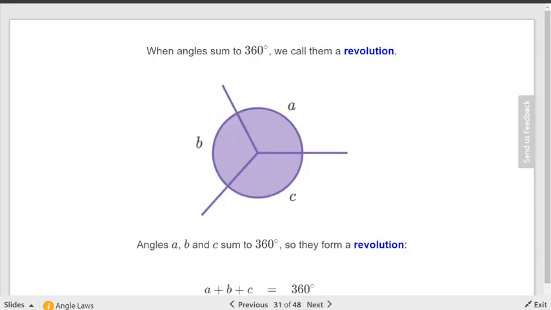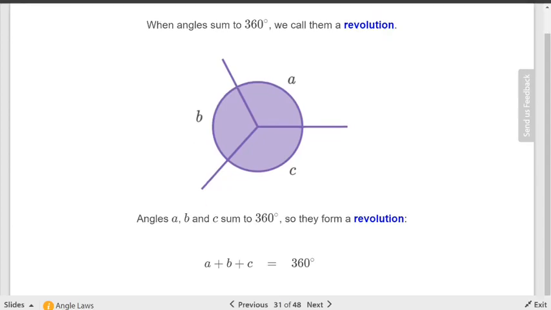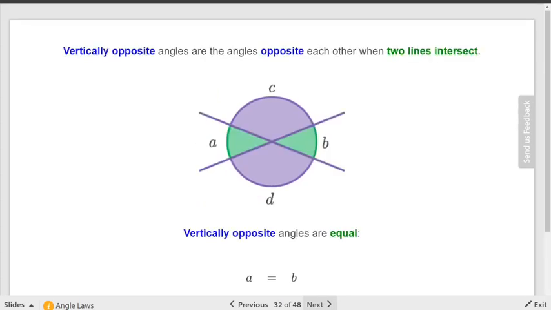Let's see. If you have all the angles in a circle, they all add up to 360. They are called a what? Revolution. You make one full revolution. Exactly. It doesn't have to be 3 angles, but if it's 2 angles, it's always going to be the same. Why? Because if you cut a circle with one line, it has to be two 180 degree angles. Good. Okay. So revolution.